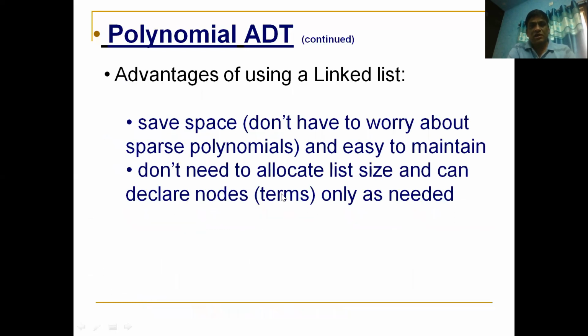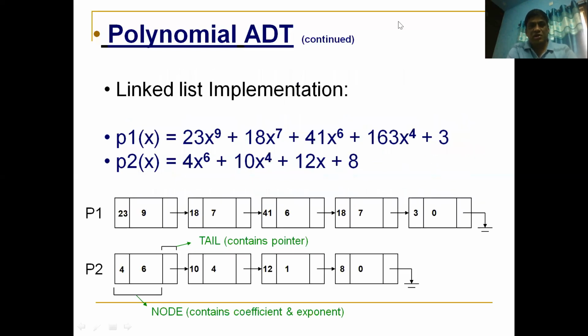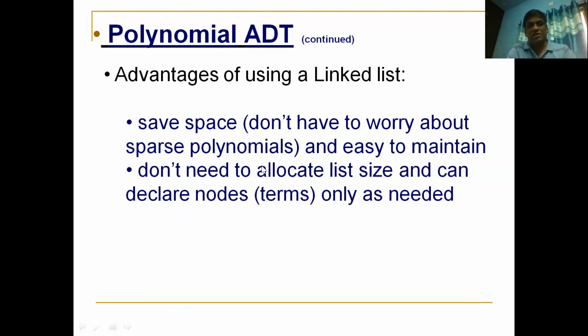And if you look at the advantages of using a linked list, even if it is a sparse polynomial, we don't bother. Even if there is some term missing, because we are creating a node only for the terms available in the polynomial, there is no wastage of memory here. So that is the biggest advantage if the polynomial is implemented with the help of a linked list.